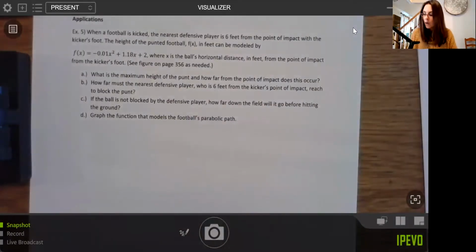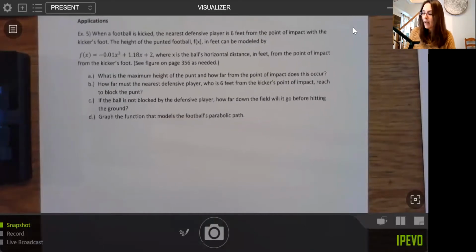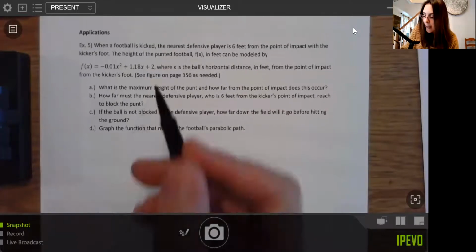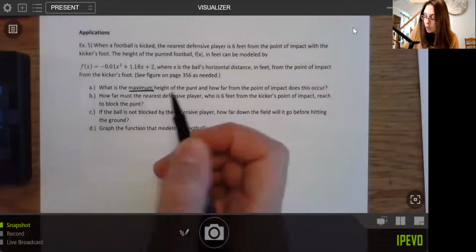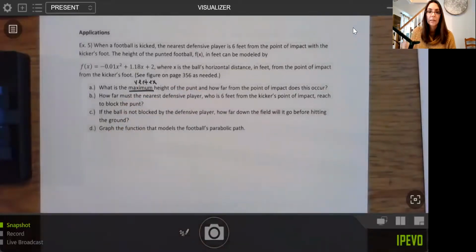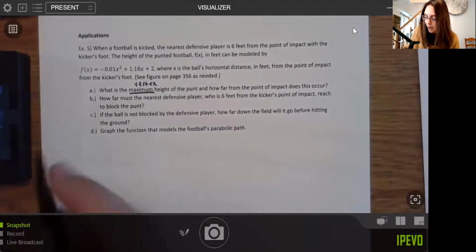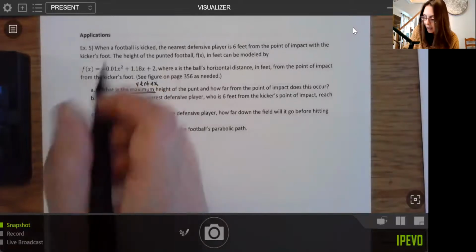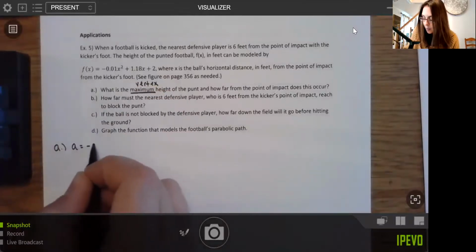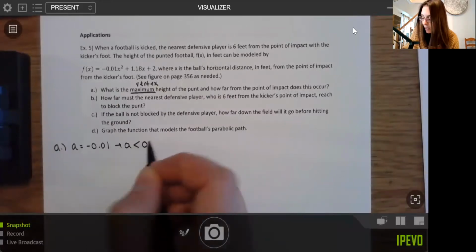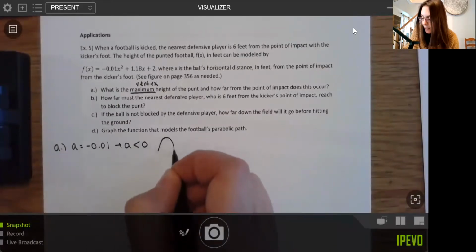Okay. So our first question asks, what is the maximum height of the punt and how far from the point of impact does this occur? So if you hear things like maximum or minimum, you want to really think about vertex when you're talking about quadratics. So think about this graph. Notice that in my equation, my a value is negative 0.01. So our a value is negative. So our graph is going to look something like this.